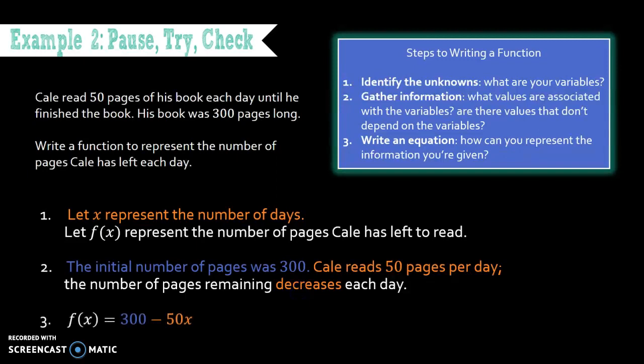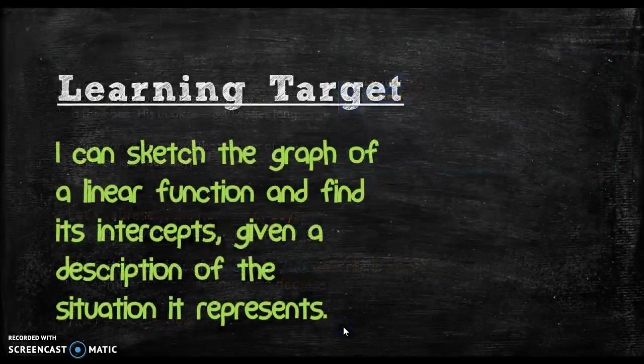That means that my function is going to be 300, my starting place, minus 50 pages per, or times, the number of days. You could also rearrange this and put this orange piece in front of the 300 to make it look a little bit more like slope-intercept form. The order over here does not matter as long as the sign is being carried with your term. We know that this 50 has to be negative because he's decreasing by 50 pages per day.